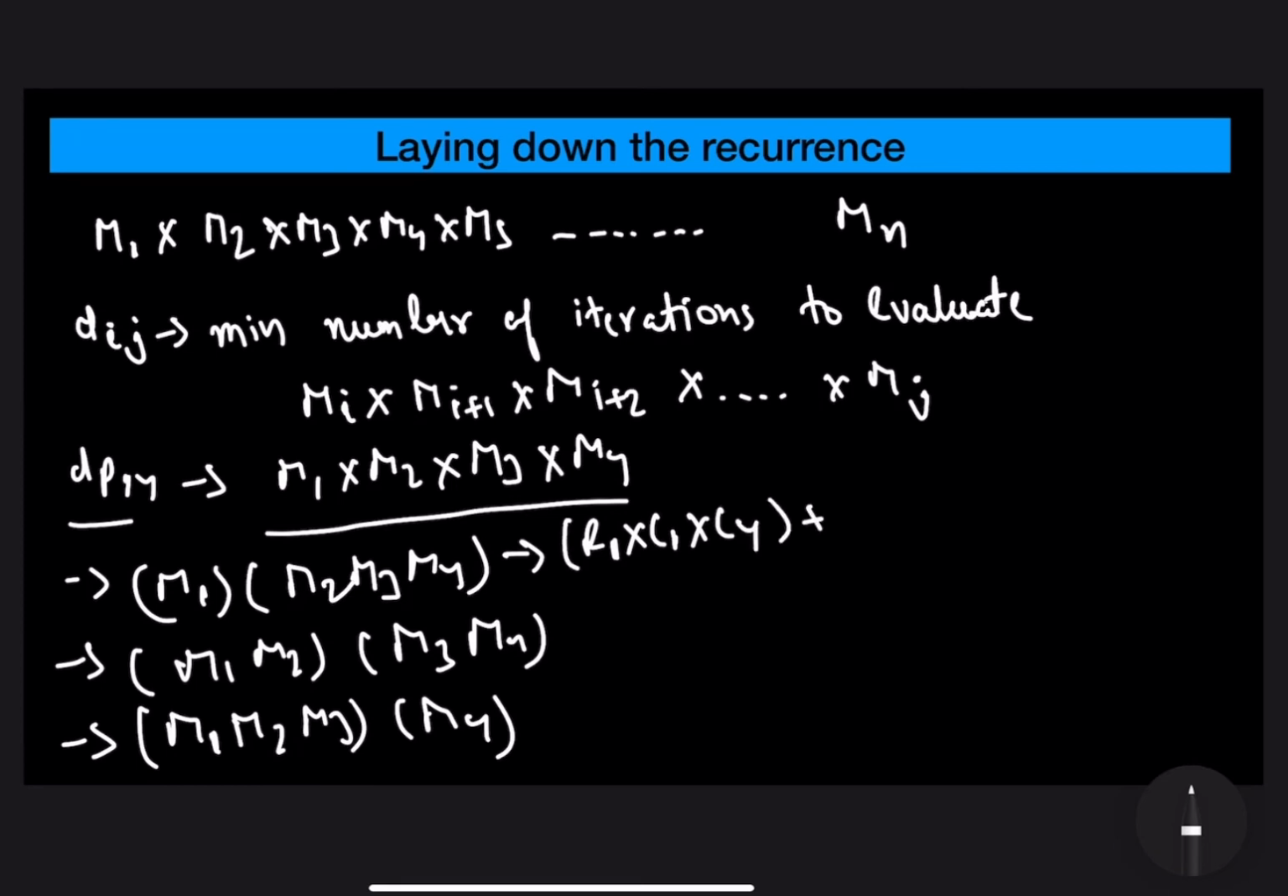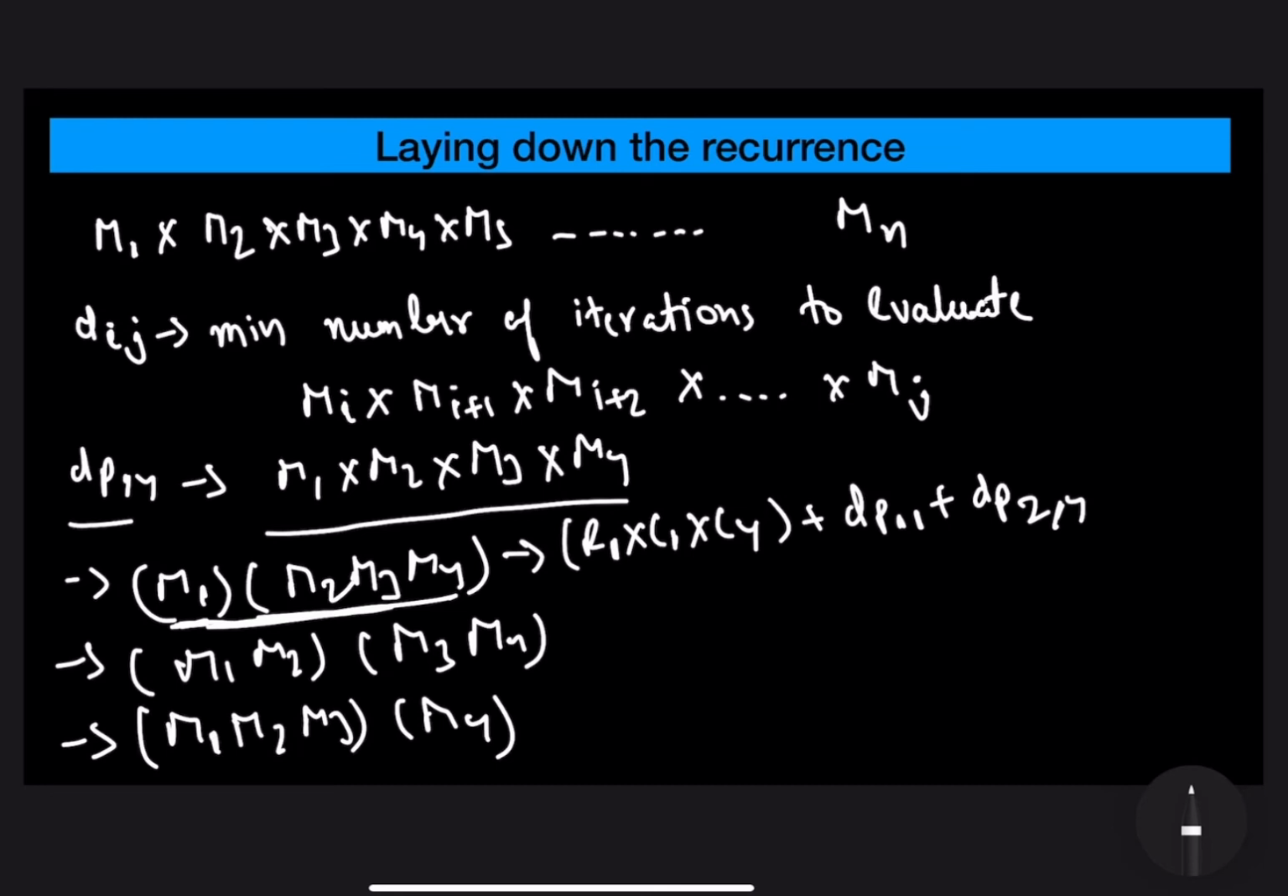Plus we will also need to add the number of iterations required to evaluate this expression and this expression, that is m2, m3, m4 internally. All right, that is equal to dp of 1 comma 1 plus dp of 2 comma 4. So this is how we compute the number of iterations for this particular expression over here.